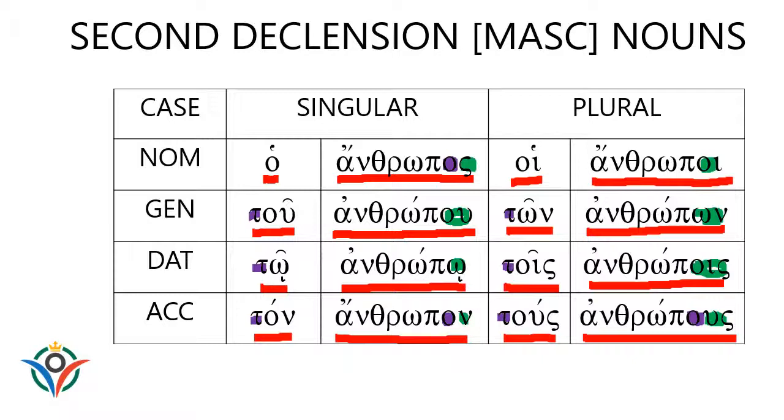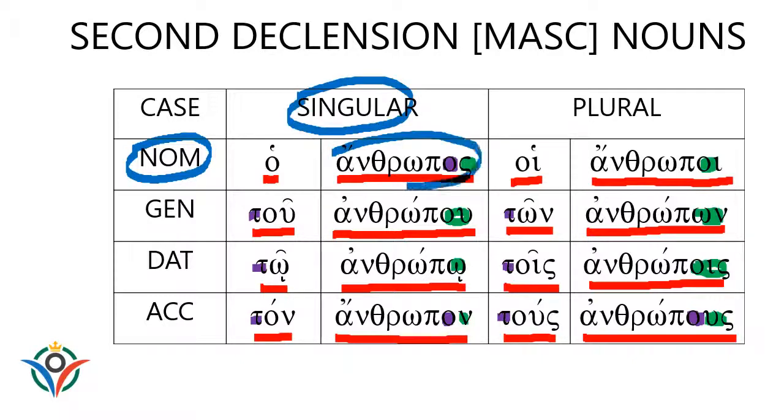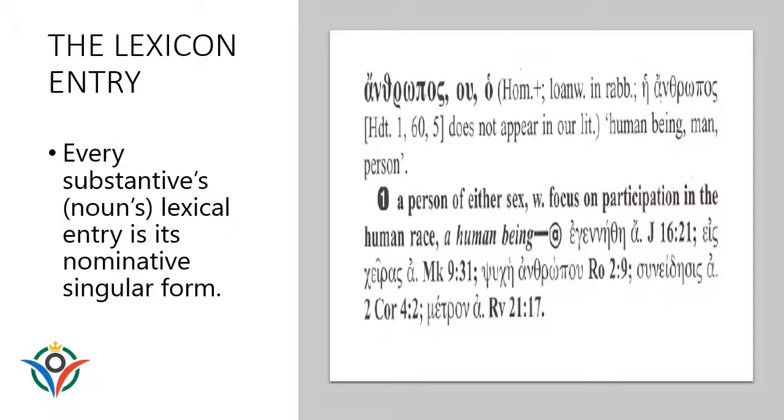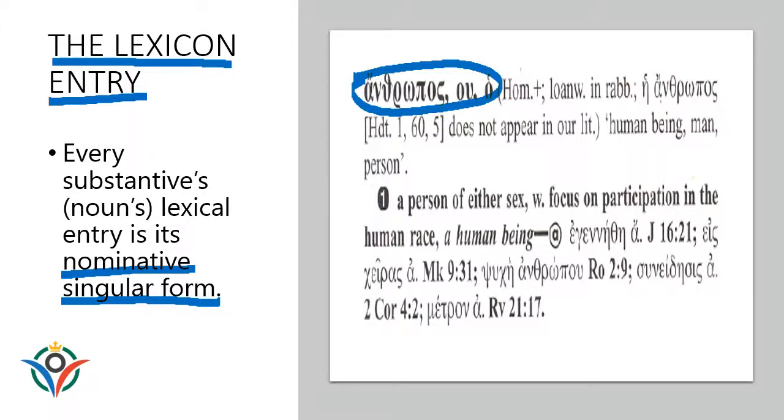If you learn the articles off by heart, it should make the declining of the second declension nouns a lot easier for you. And then just one more thing before we go: if you had to look for this word in a dictionary, you will see that its lexical form will always be given as the nominative singular form. So it'd be anthropos with the article. Here is an example of the lexicon entry. It says that every substantive's or noun's lexical entry is in its nominative singular form, as I said to you. If you have a look at the page of a lexicon, you will find it looks like this. You have the noun and the article, so anthropos ho. And then you've got your ou as well, which just tells you that that is the genitive form. But as long as you understand that you have the noun first and then the article.